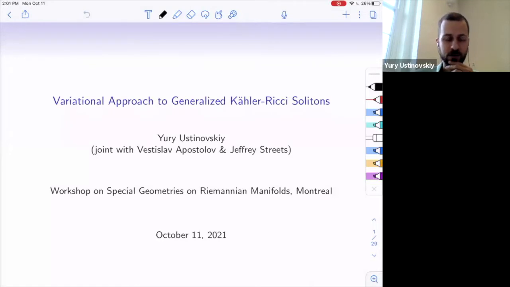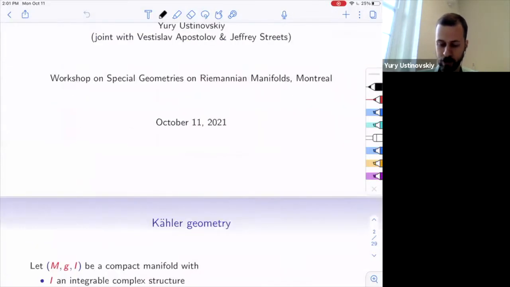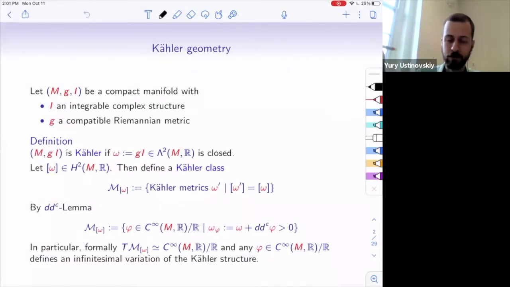So I'm going to talk about a recent joint project together with Vesti, with Isola Apostolov, and with Jeffrey Streets, and about some of our prior work with Jeffrey Streets as well. So the title is Variational Approach to Generalized Kähler-Ricci Solitons, but let me actually start with something more fundamental probably.